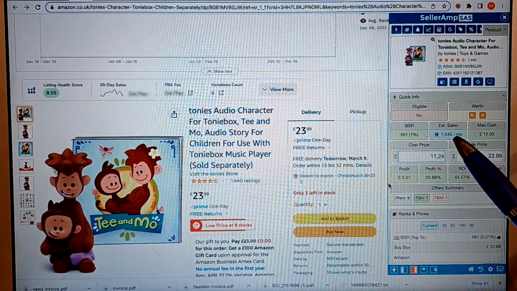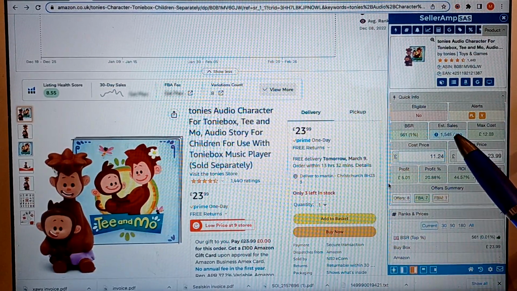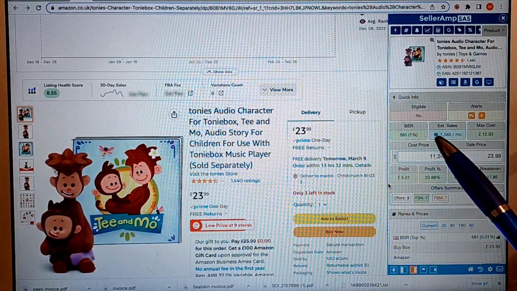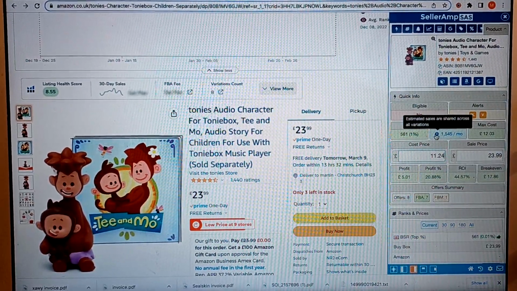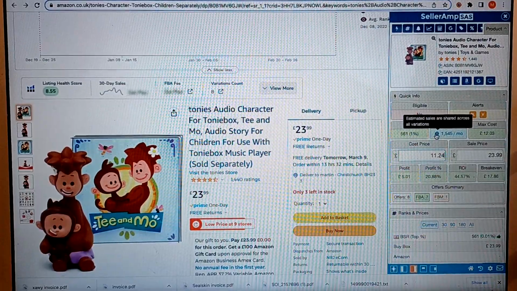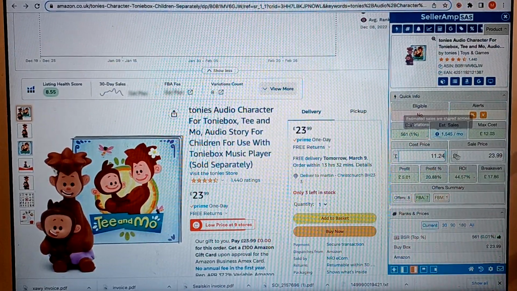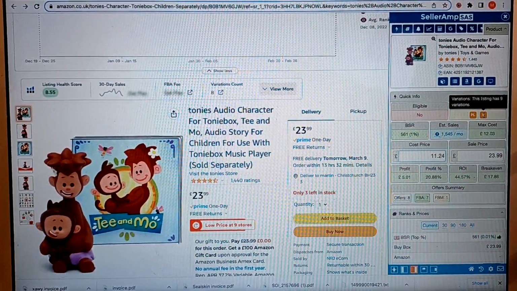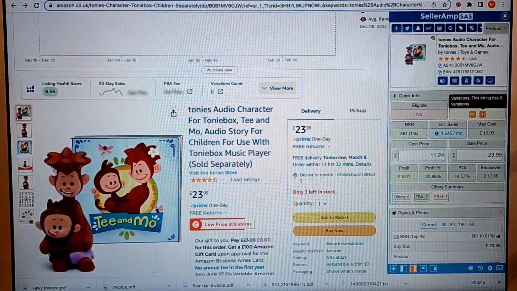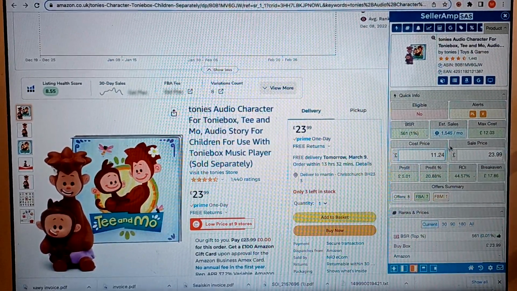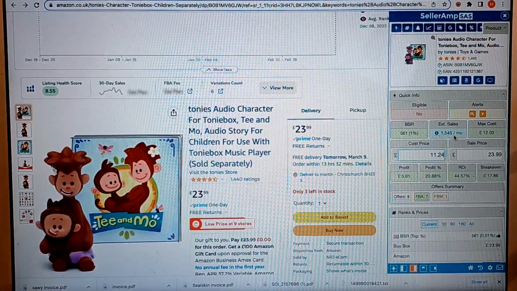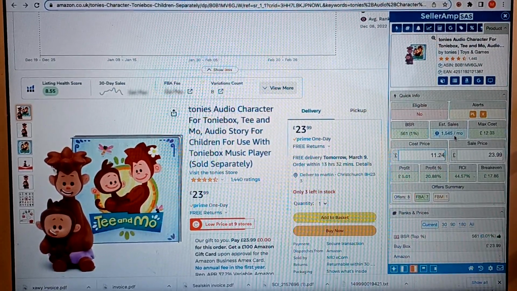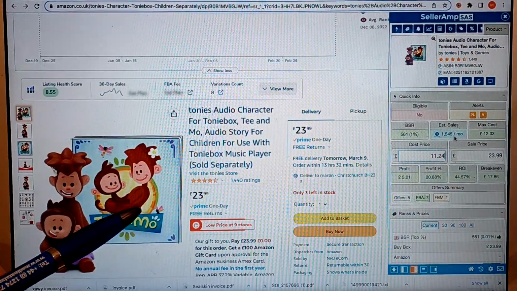So how do we take this estimated sales of 1,545 a month with this little warning next to it, little exclamation mark? Now, what does that say? Estimated sales are shared across all variations. And if we look in the alerts panel, this listing has 9 variations. So 9 products sell 1,545. So you could just divide that by 9 and give you an average sales for this product.